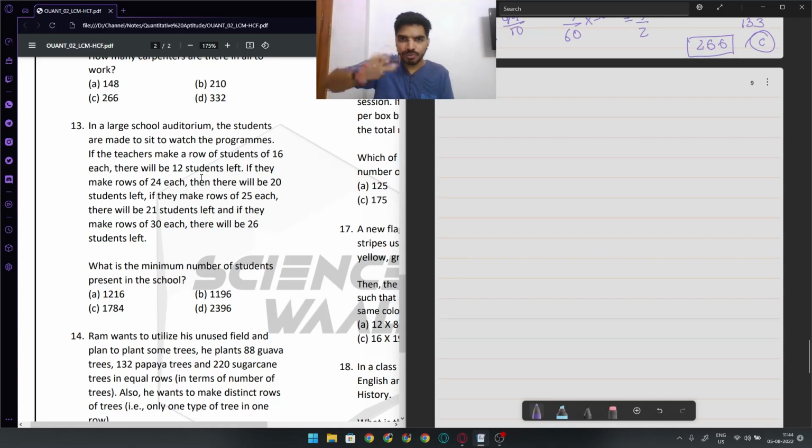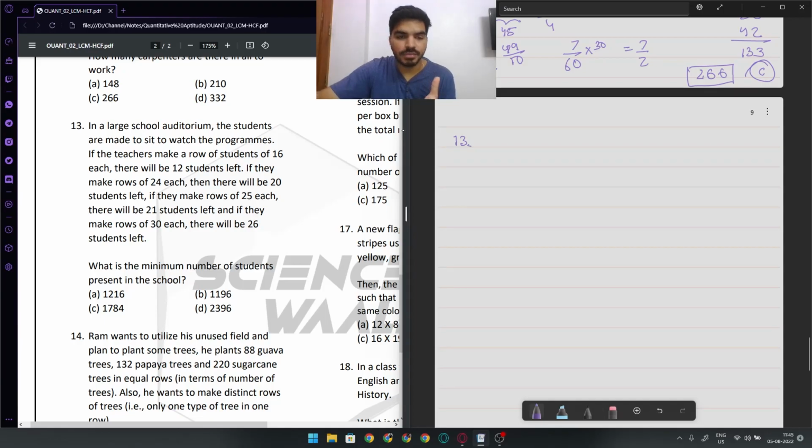But if you reduce 4 from the number, then no matter how many rows you make, it will always be short of 4 because the original number is divisible. Now reduce 4 and it will all be solved. 4 is the remainder in each case. If it was given to you directly, you would have done it. But since this is given in the form of a word problem, the language part, it's not that easy to figure it out.